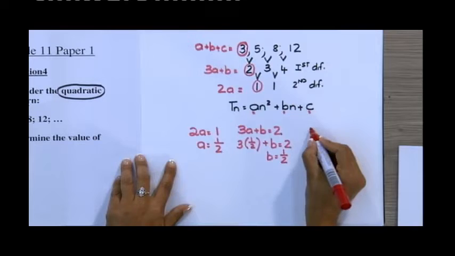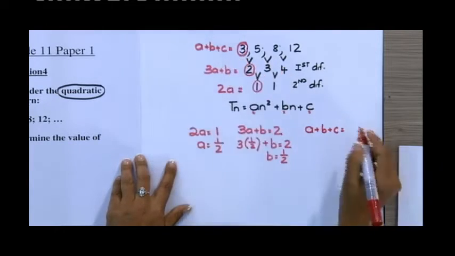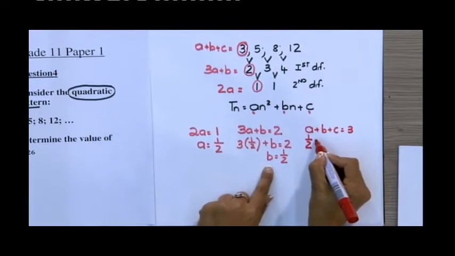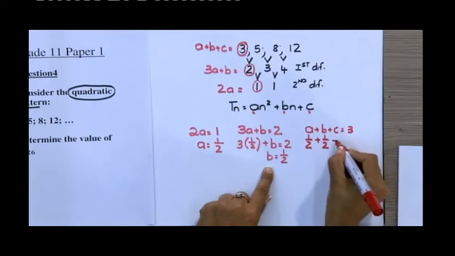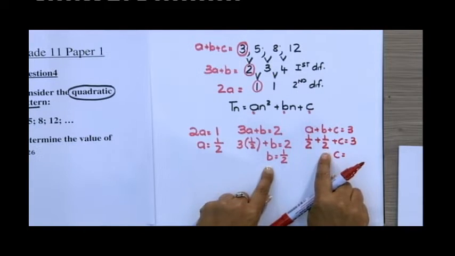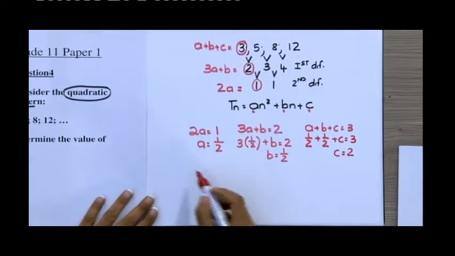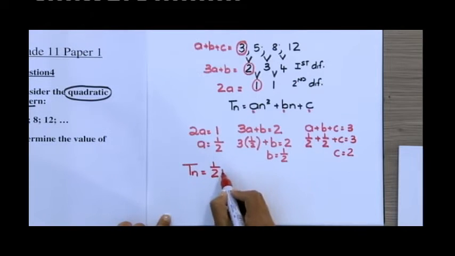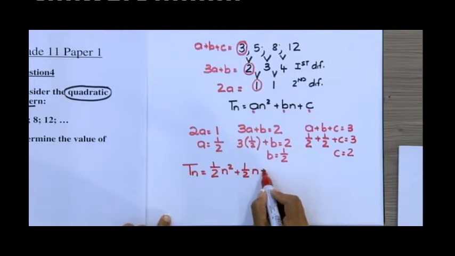So I am going to use A plus B plus C is equal to 3. I have the value of A already, it is a half. I have the value of B already, it is a half as well. And now I can find the value of C. A half plus a half gives me 1. Take it over to the other side, 3 minus 1 gives me 2. Can you believe it? There you have your TN formula. A is a half n squared, B is a half n, and C is equal to 2.